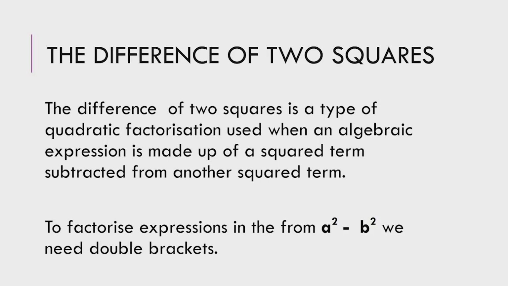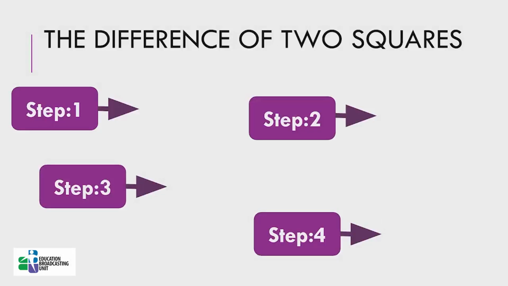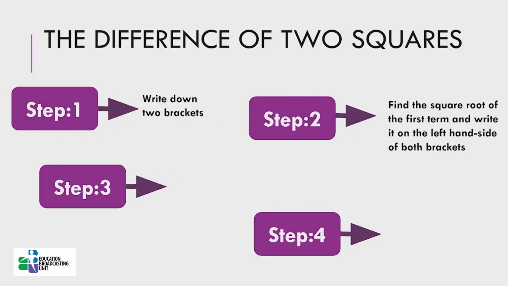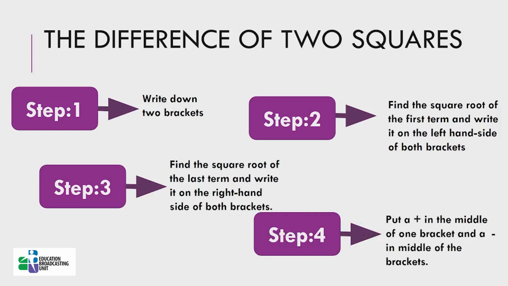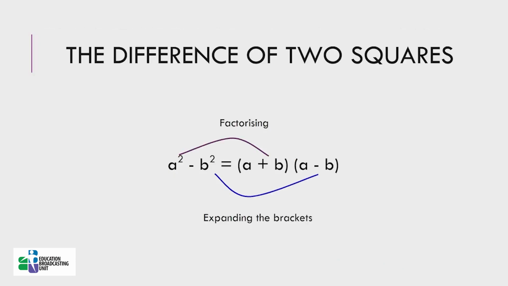There are some simple steps to follow. Let's look at those steps. Step 1, write down two brackets. Step 2, find the square root of the first term and write it on the left-hand side of both brackets. Step 3, find the square root of the last term and write it on the right-hand side of both brackets. Lastly, step 4, put a plus in the middle of one bracket and a subtraction sign in the middle of the other bracket. Now we have looked at the steps of finding the difference of two squares.